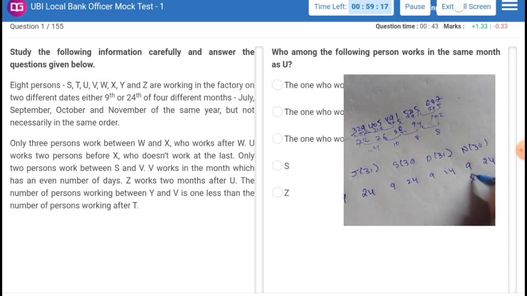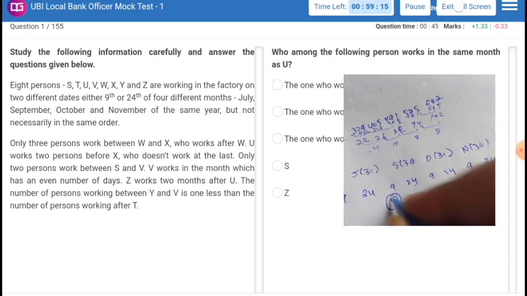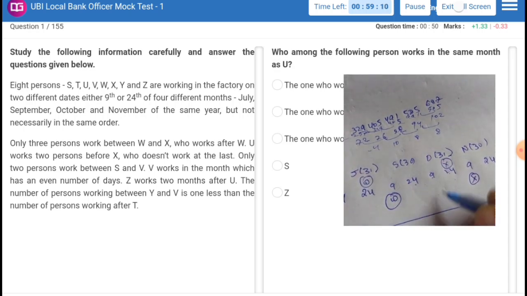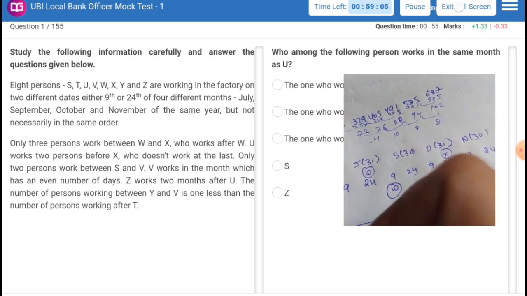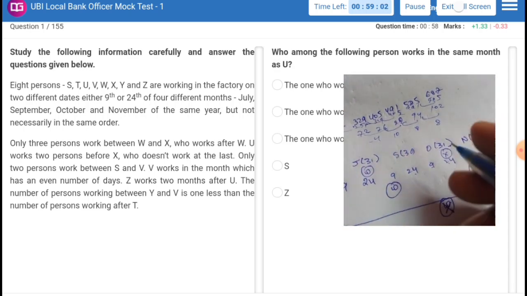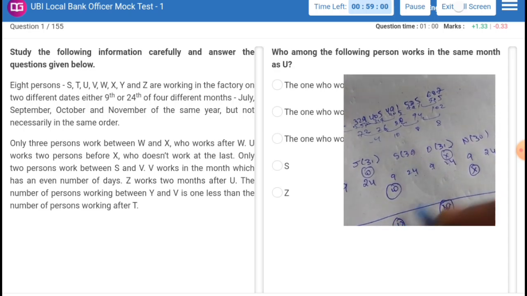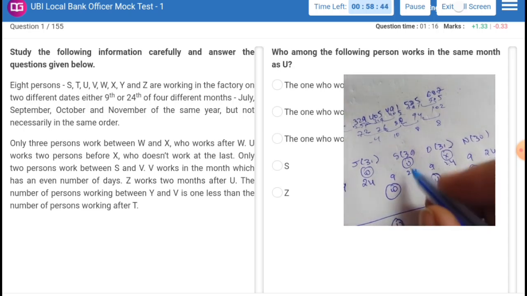X is not last. W, and the next possibility, that is W. Okay. And another possibility, X and W. U is 2 persons before X, and only 2 persons between S and V. V is in the month which has an even number of days.